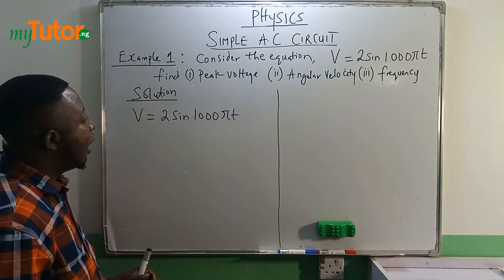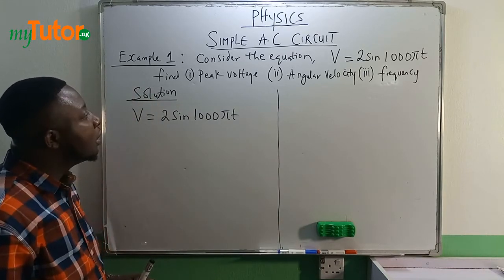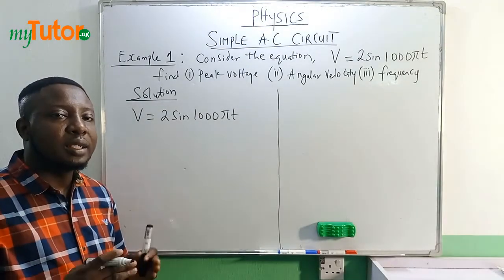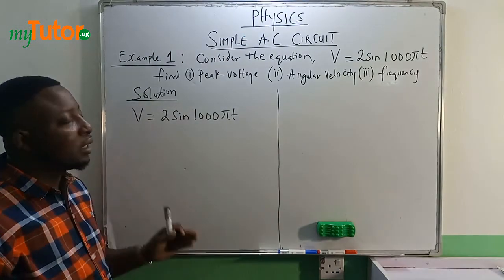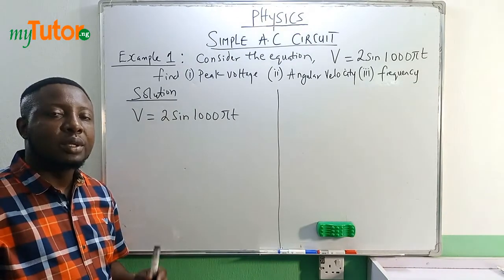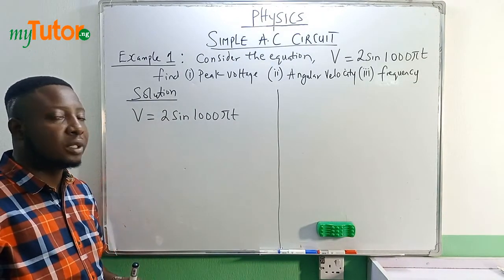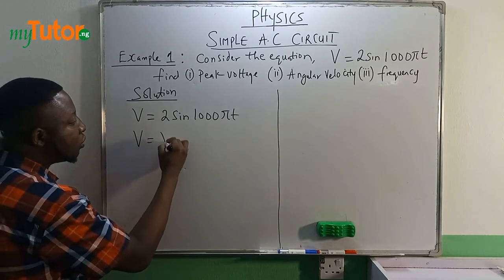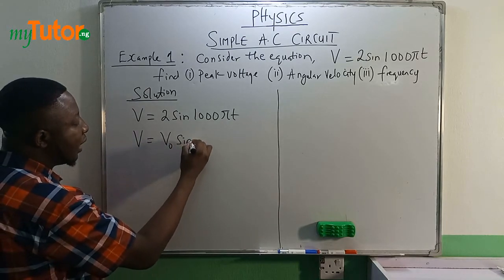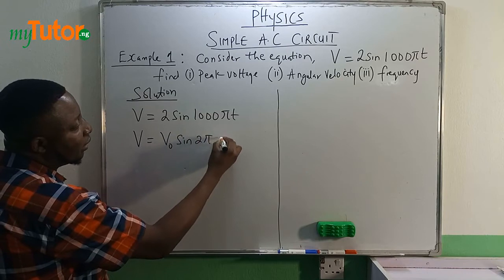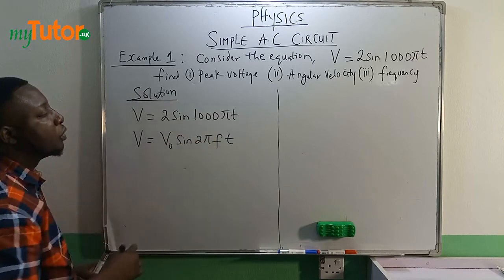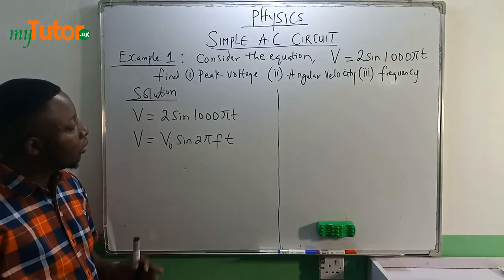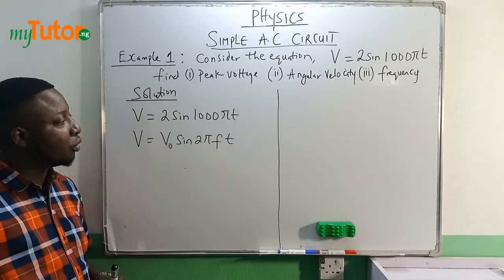So, having written out the equation, the next thing we need to do is write out our alternating voltage, the equation representing alternating voltage. We know that the equation says that V is equal to V naught sine 2 pi ft. So this is the equation representing alternating voltage.